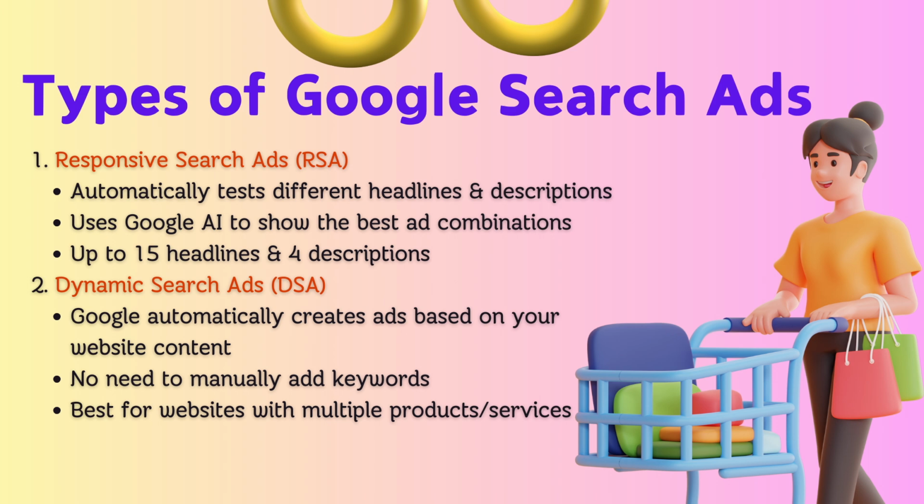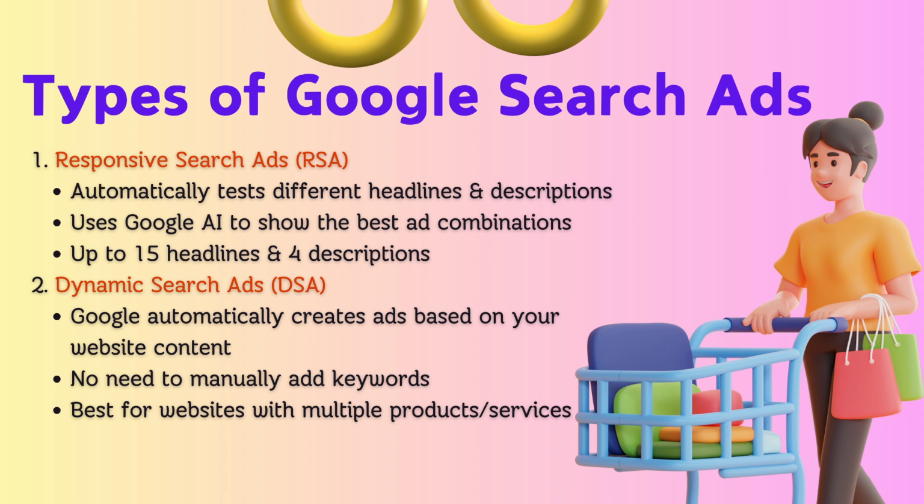What are the types of Google search ads? There are two types. The first one is the responsive search ad. In this, we need to give the headlines and descriptions. We allow Google to show the best ad combinations, and we can use up to 15 headlines and 4 descriptions in this.